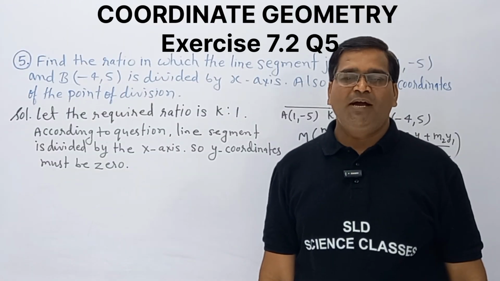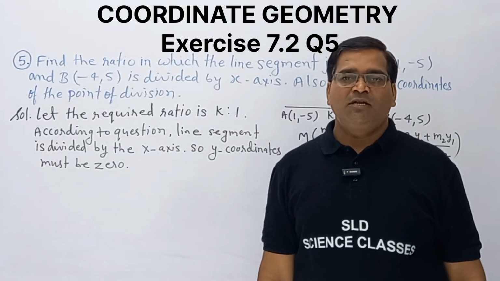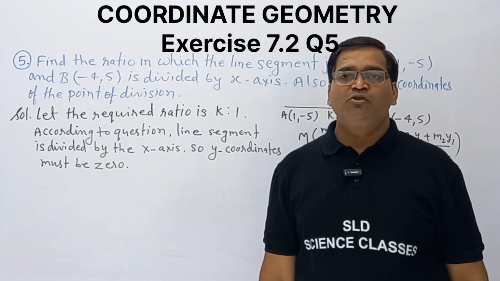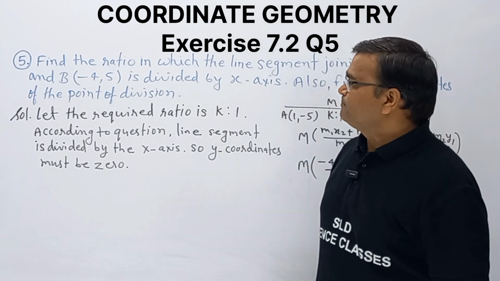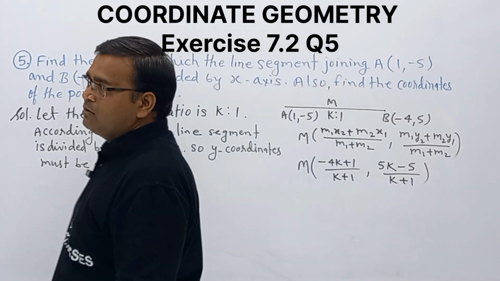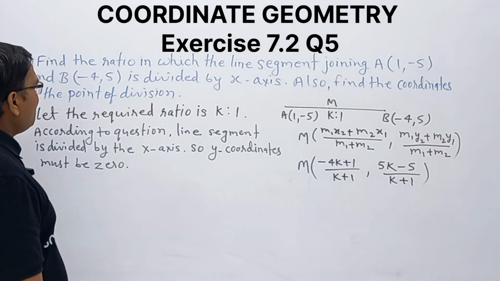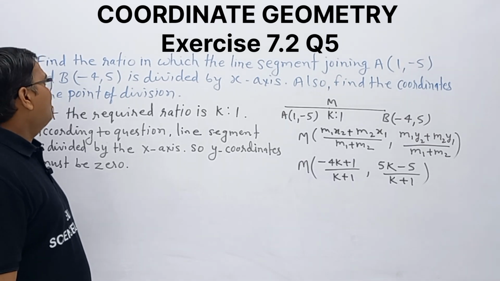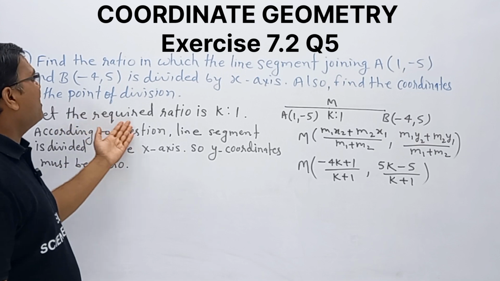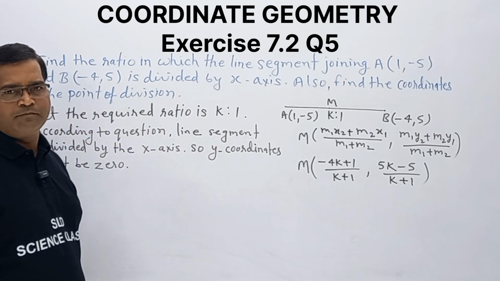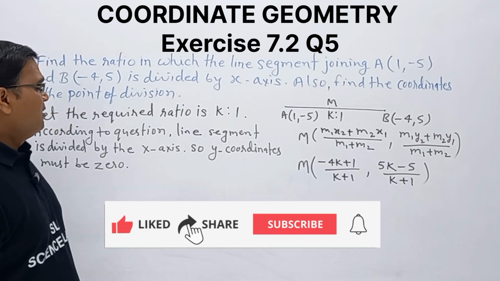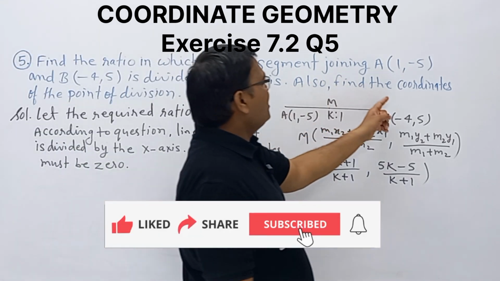In this class, we are going to discuss question number 5, exercise 7.2, coordinate geometry. Observe this question. Find the ratio. We require the ratio in which the line segment joining A and B is divided by the x-axis. So we assume the required ratio is k is to 1.